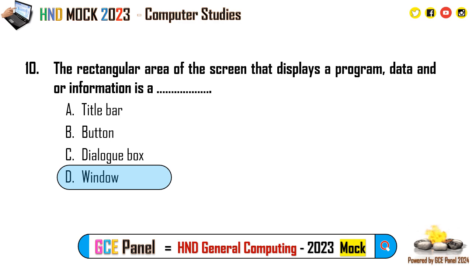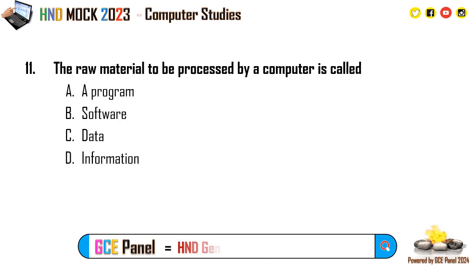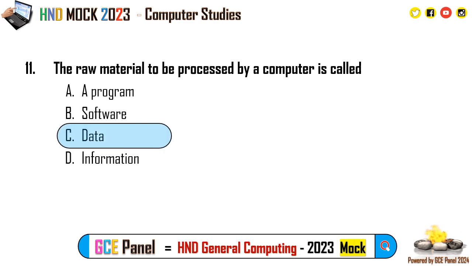Next question. The raw material to be processed by a computer is called, of course, we know this is data, okay? Now the processed material is what constitutes information. Question 12.